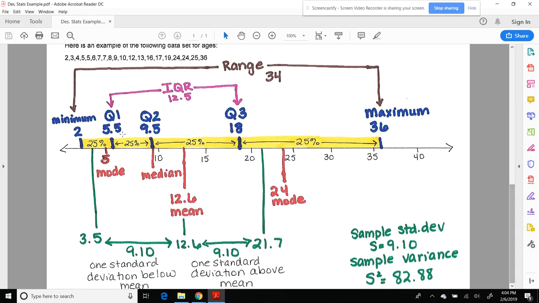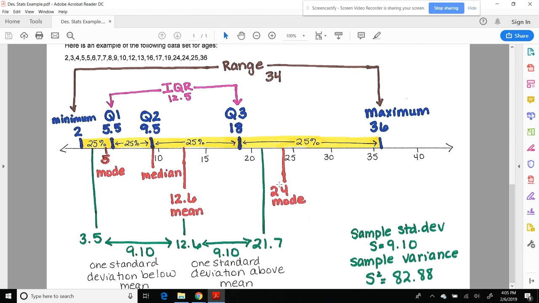So the first thing that I did here is I made a number line. And because I know my lowest number is 2 and my greatest number is 36, I made mine go from 0 to 40, as you can see here. The next step is I put these numbers in red. I made sure to include my measures of center: my mode, which is 2, 5, and 24, my median, which is 9.5, and my mean, which is 12.6. So I labeled these on my number line.